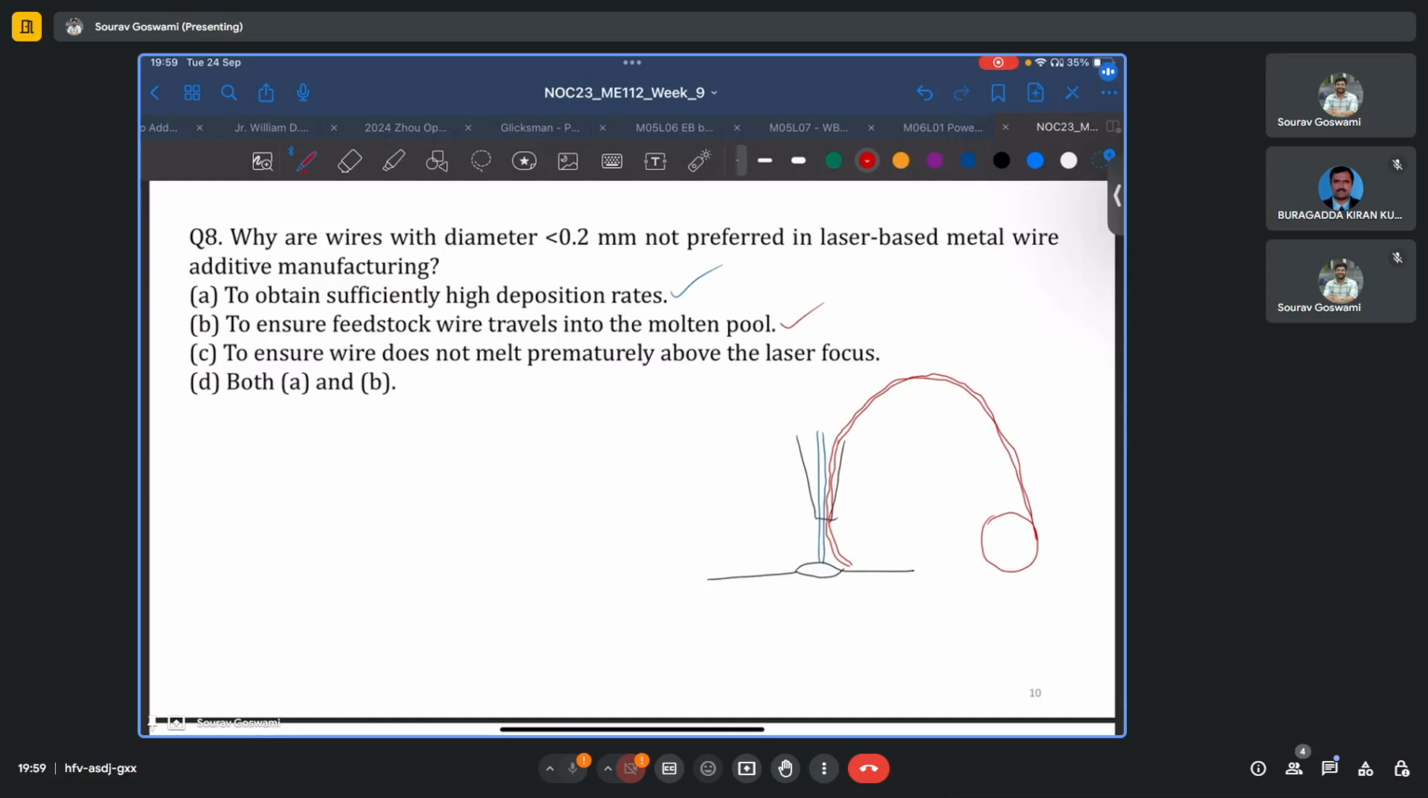While the diameter does affect the surface area and thereby the amount of energy that the wire can uptake, still it is a process parameter which can be adjusted, as we saw that the critical distance can be a function of the radius. So this by itself is not really a drawback, and it can be adjusted in the process parameters. So option D, that is both options A and B, are correct.